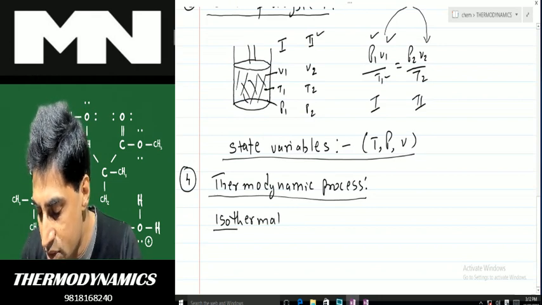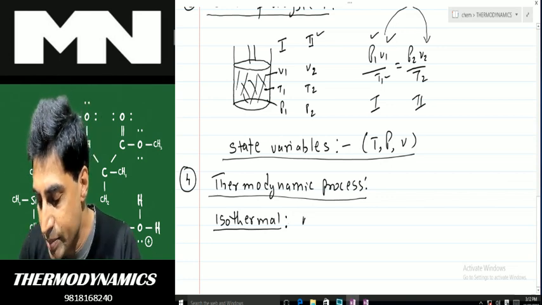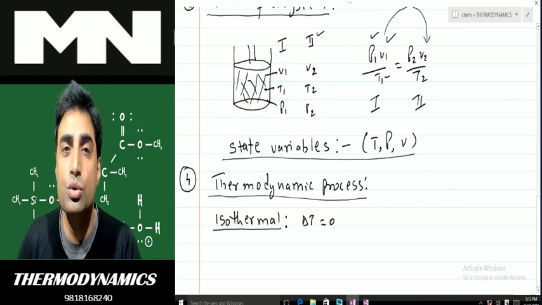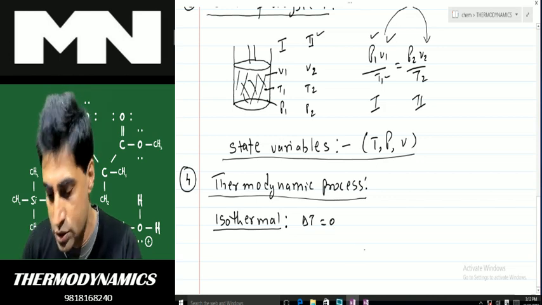An isothermal process is one in which the temperature of the system remains the same. That means delta T is equal to 0. Change in temperature is 0. So in isothermal processes, you will have no change in temperature. The temperature will remain constant.